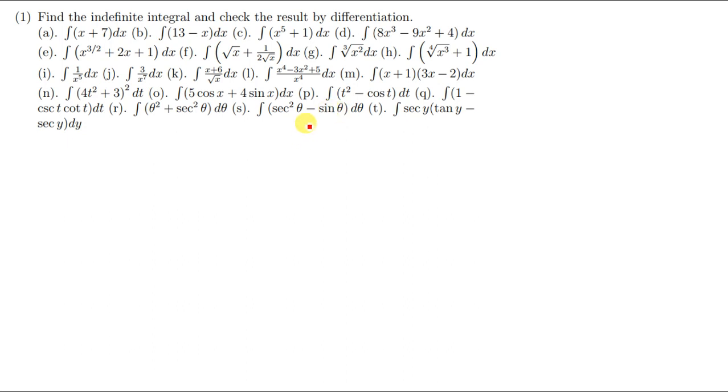So in this tutorial we're going to be discussing how you can find the indefinite integrals and how you can check them using differentiation.